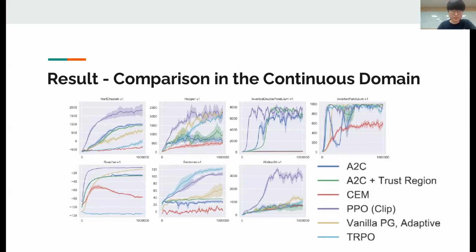The result shows PPO outperforms other methods on almost all the tasks. Also, it converges faster than any other method.